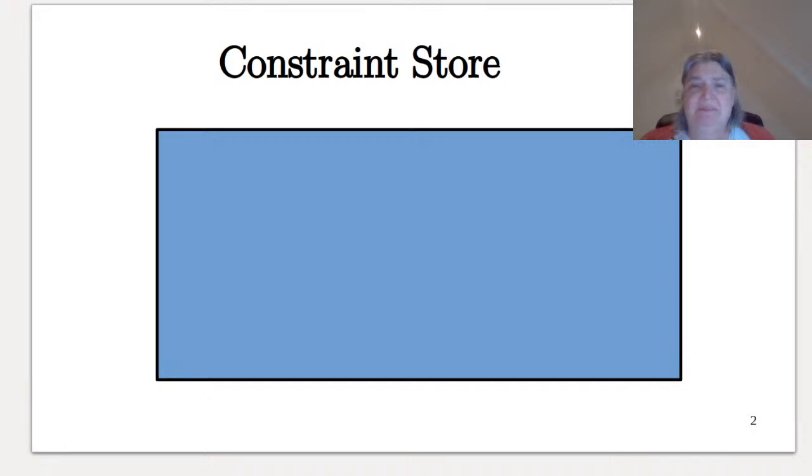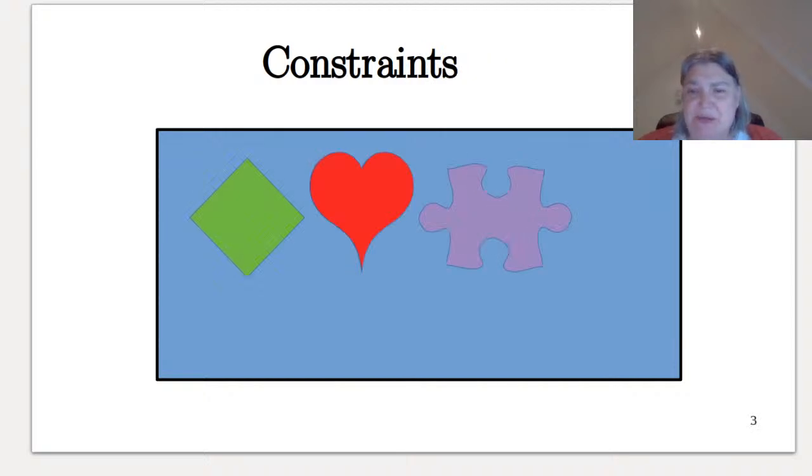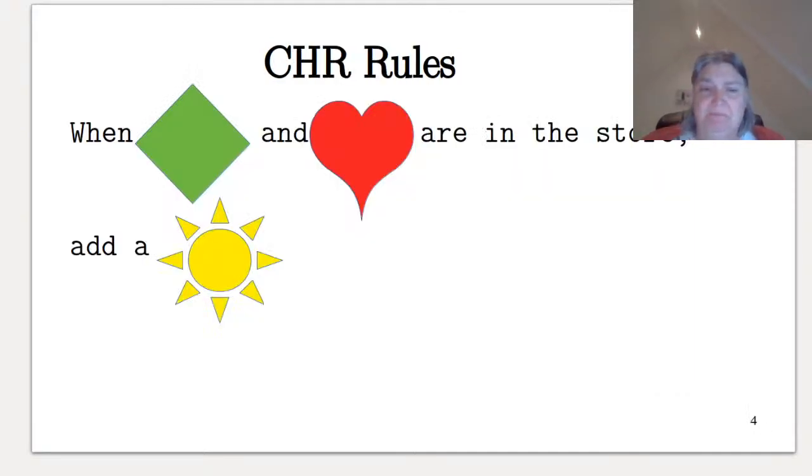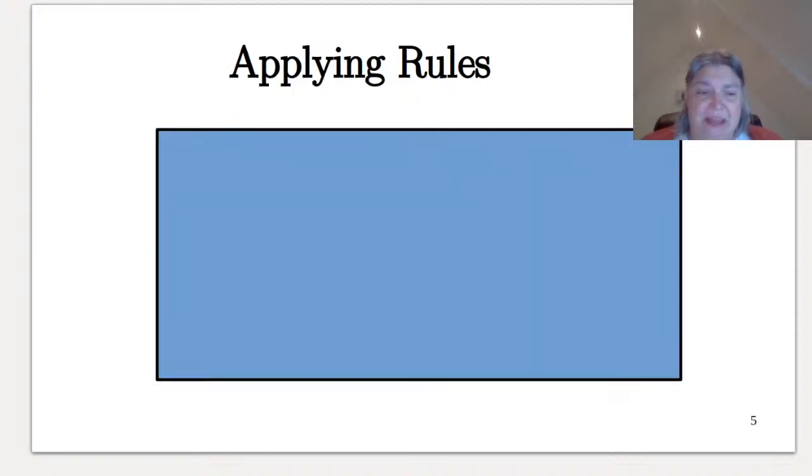the basic idea of constraint handling rules is that you have a constraint store, which you can think of as a box. And in that box you have constraints. And then you have rules. So here, for example, is what we would call a propagation rule. When there's a green diamond and a red heart in the store, add a yellow sun. So let's see how that works in practice.